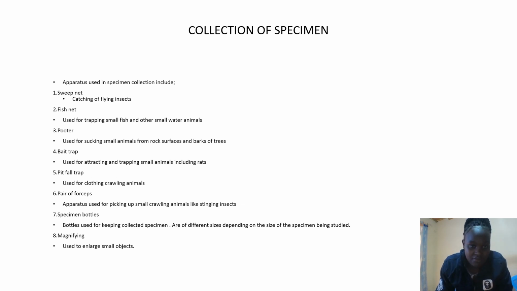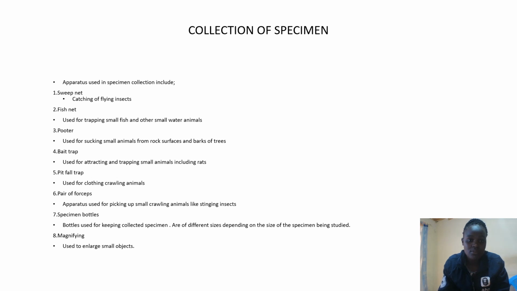The next one is the fish net. The fish net is used for trapping small fish and other small water animals. A fish net is designed in such a way, is net-like, and is used in the trapping of small fish in water bodies, and the fish net can also be used to trap other small water animals.